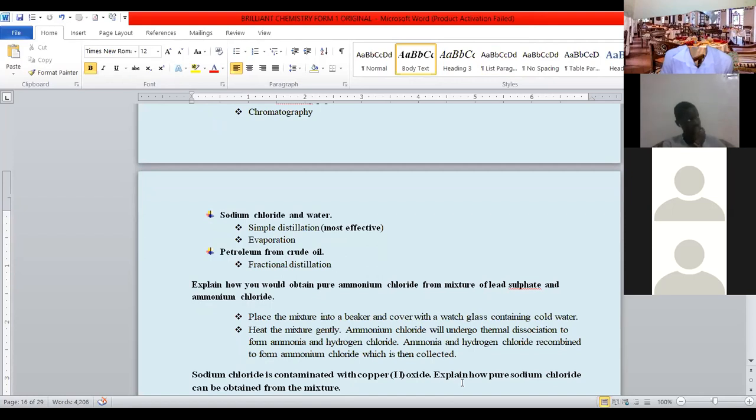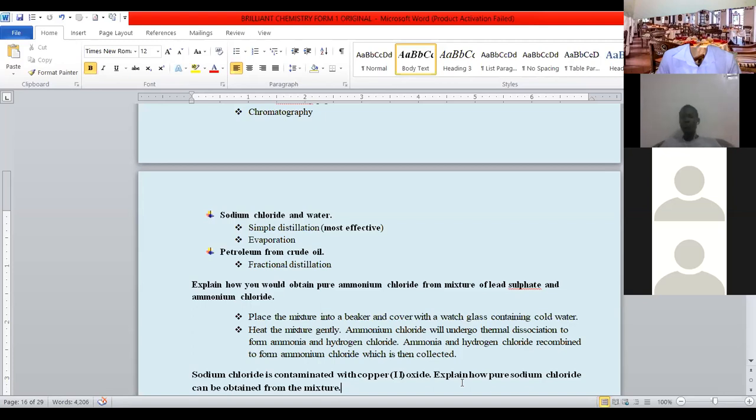Shaban. Yes, Mwalimu. Instead of saying ammonium chloride will undergo thermal dissociation, can you also say ammonium chloride will undergo thermal decomposition? Yes, it decomposes. It decomposes to ammonia and hydrogen chloride. Okay. Anything that is being heated, it decomposes.